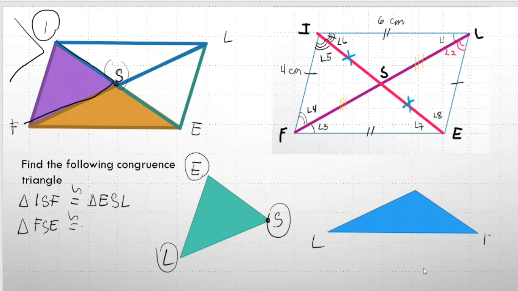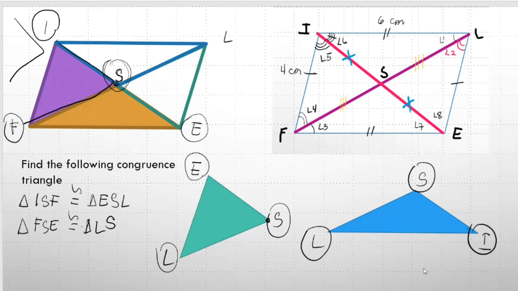Okay? So saan tayo nag-start kanina? Sa left side, tapos sa intersection, then sa right side. So therefore, we start with triangle L sa left side, sa intersection which is S, and then sa ating right corner which is yung I natin. So now we have already found the congruence of our given triangle. Okay? So ngayon alam na natin how to find the congruence of our given triangle. Now let's proceed.